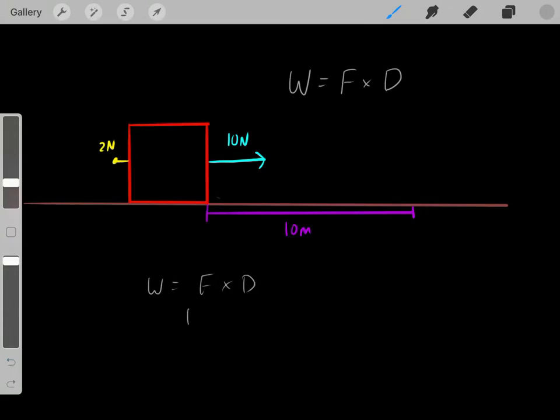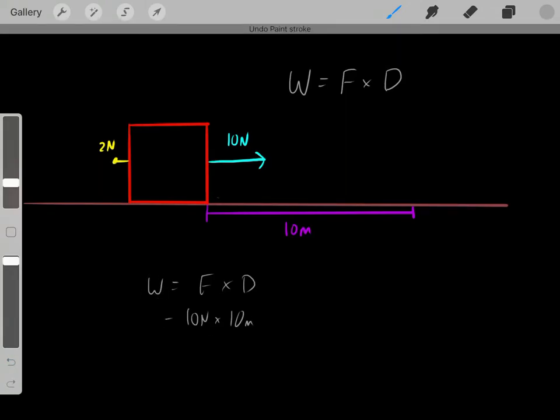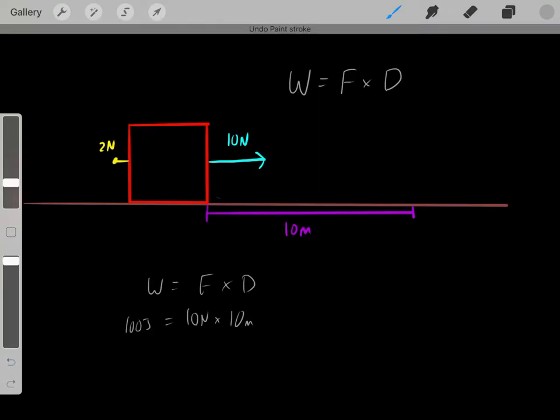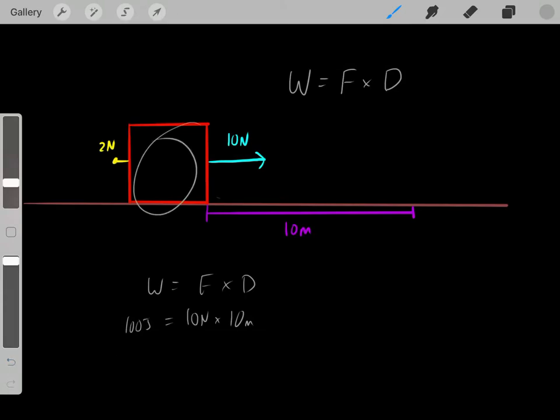So we applied a 10 Newton force for 10 meters. So if you apply 10 Newton force for 10 meters, then you use this equation to find the work done. So again, just multiplying this 10 newtons by 10 meters, we would get 100 joules. And again, Newton times meters would give you units of joules. So now we know this force did 100 joules of work on this object.